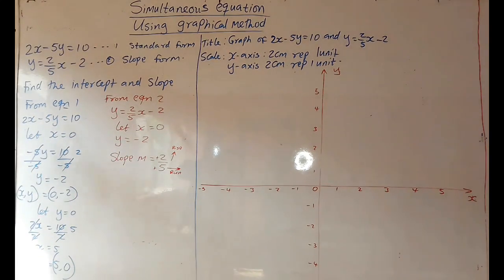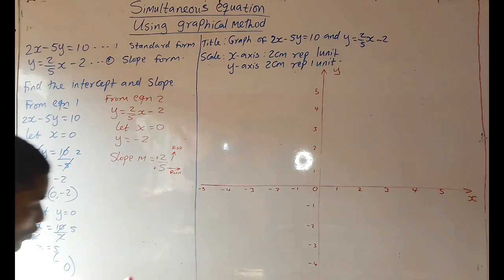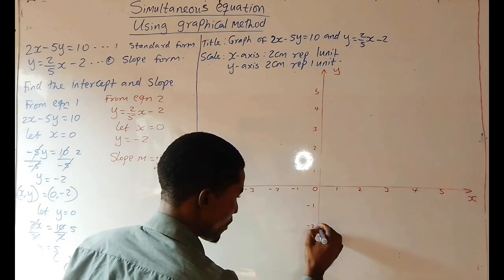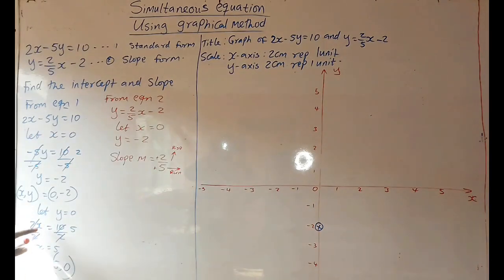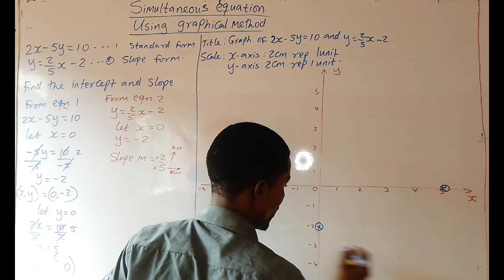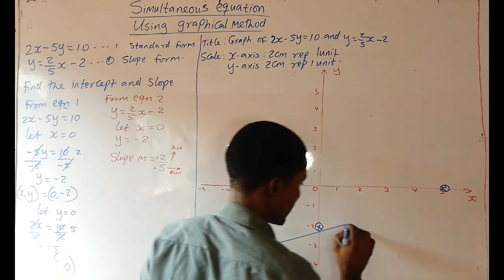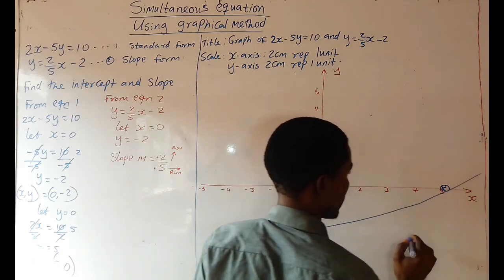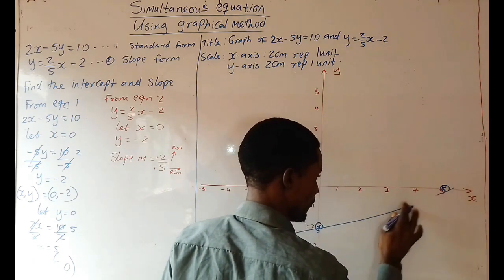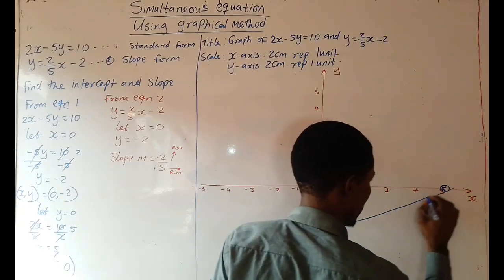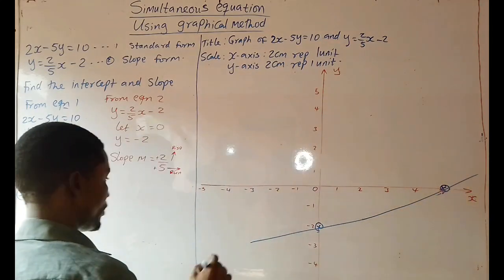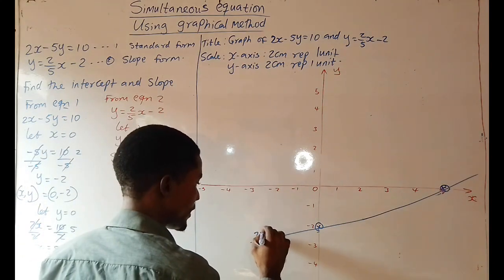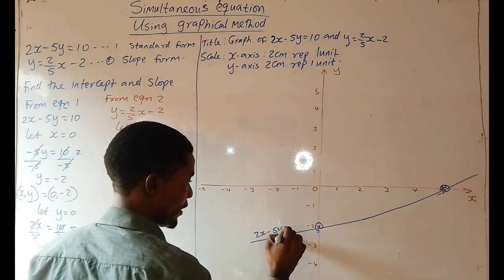The first equation, which is 2x minus 5y equals to 10. When my x is equal to 0, my y will be minus 2. This is my y. I'm going to asterisk it. When my y equals to 0, my x is what? Is 5. I'm going to asterisk this. So let's join the line together. The line needs to fall on the line. So this is for the first equation, 2x minus 5y equals to 10.